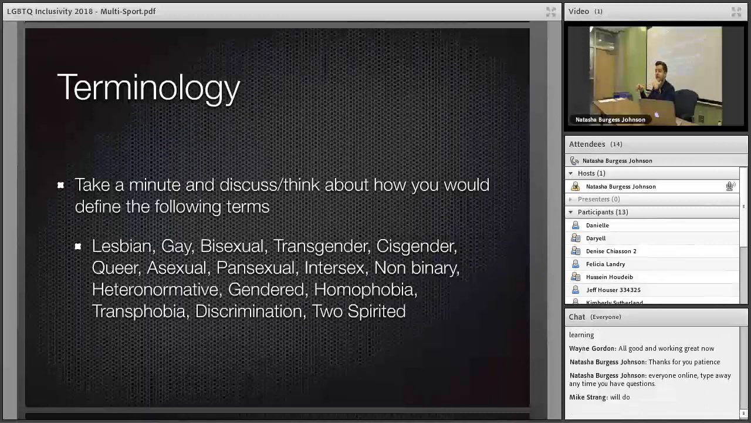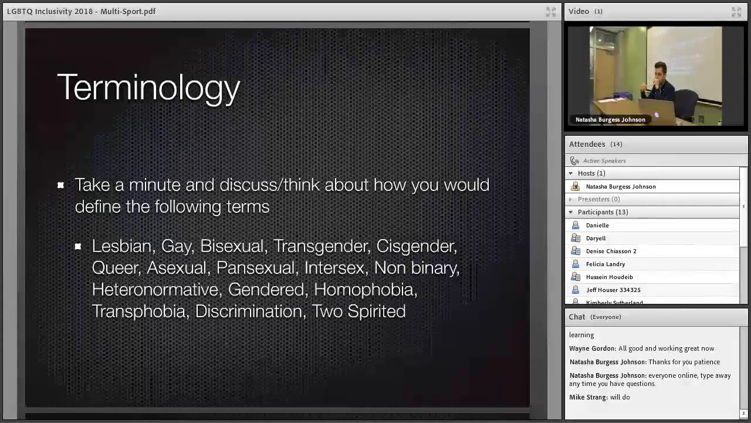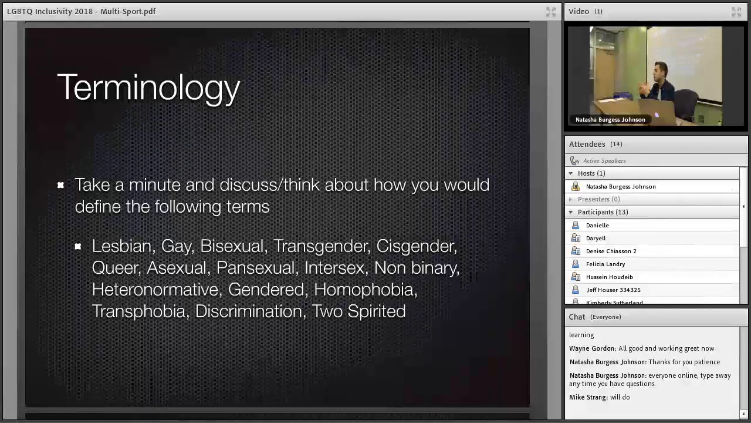Intersex is a medical definition: somebody who's born intersex is born in between the two sexes. It is a biological term and definition.